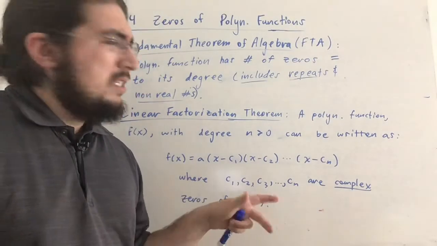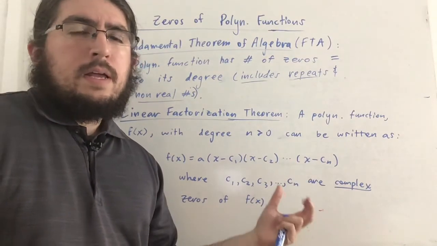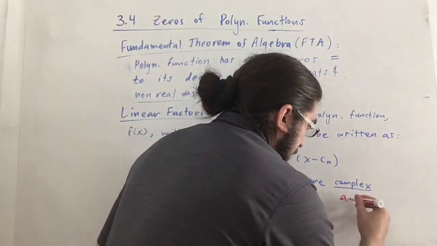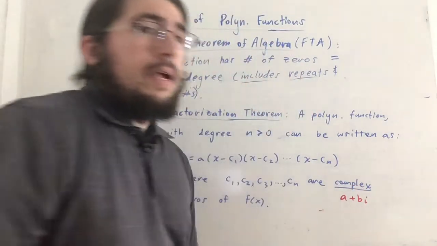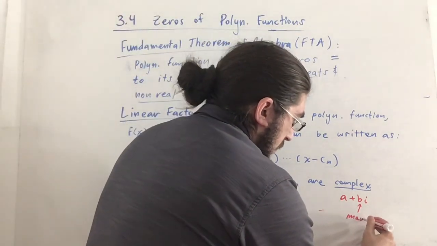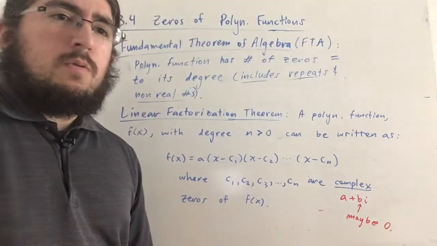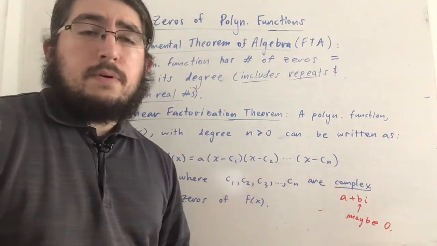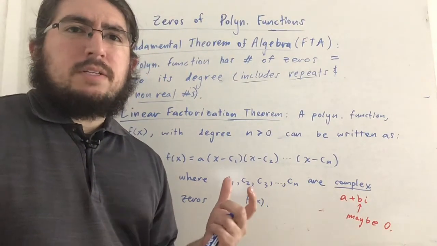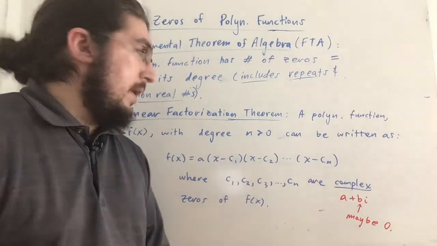Now, there's some subtlety here. I say complex. Remember, a complex number is a number of the form a plus bi. But it is possible that b is 0. And what if it is 0? Well, if it is 0, then it's just a real number that's our zero. So when I say complex, it's kind of a vague term. It means it can be anything. It could be non-real or real. That's what I mean by complex.